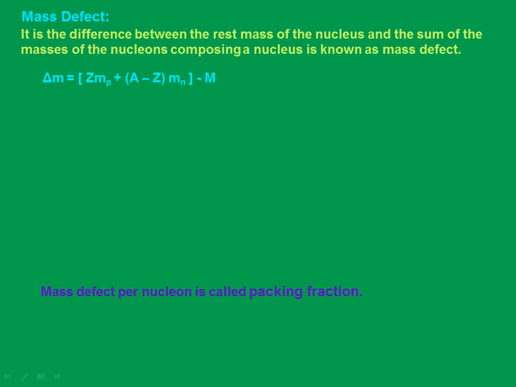If you want to calculate this, this is your final formula: Z into Mp. What do you mean by Z? Number of protons into mass of the proton, plus A minus Z. What will you get for A minus Z? It's nothing but the number of neutrons into mass of the neutron. So this is nothing but the total constituents of the nucleus. This part, let me write down.